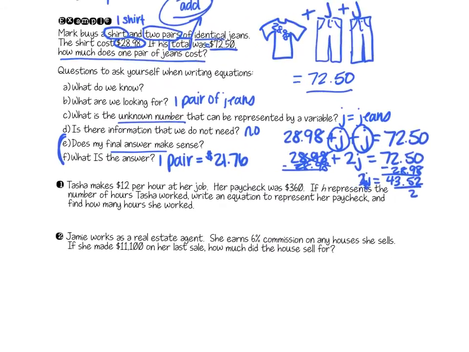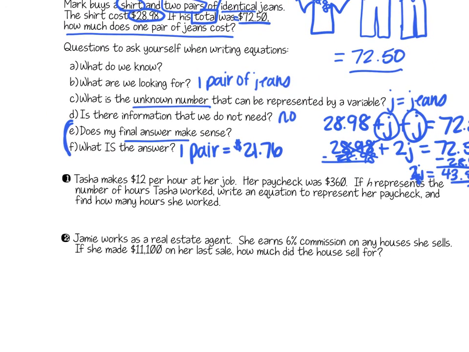Moving on here to a separate word problem. Number 1: Tasha makes $12 per hour. Per typically tells us to multiply. At her job, her paycheck was $360. If H represents the number of hours Tasha worked, write an equation to represent her paycheck and find how many hours she worked. So I'm looking for how many hours.